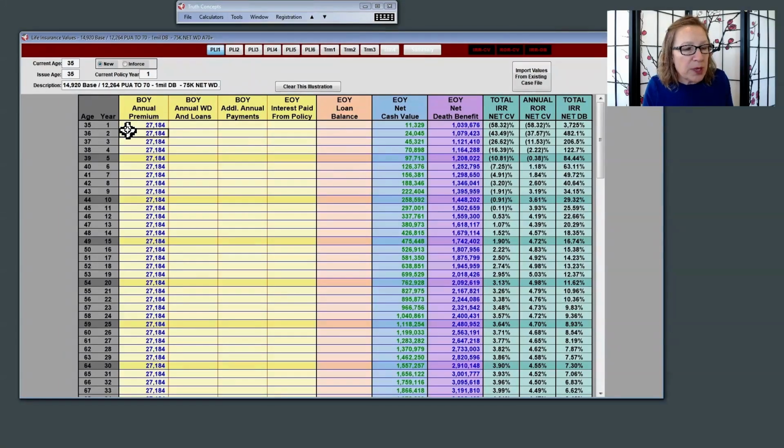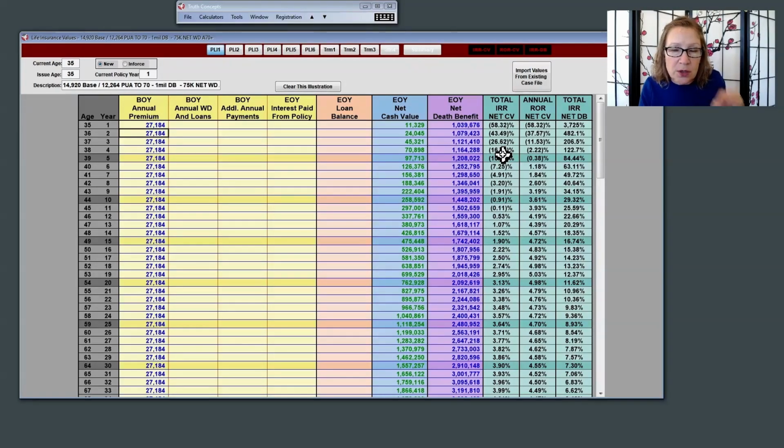We have copied and pasted the premium for a $14,920 base, $12,000 PUA, so approximately 50-50. Please don't get all caught up in whether it's max PUA or not. It's close enough. And we've copied and pasted the cash value and the net death benefit.